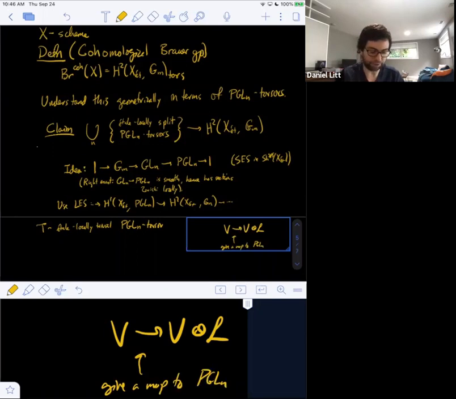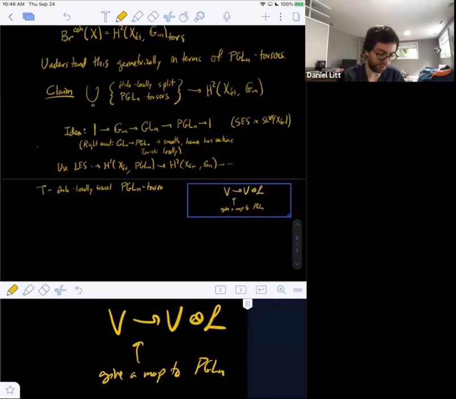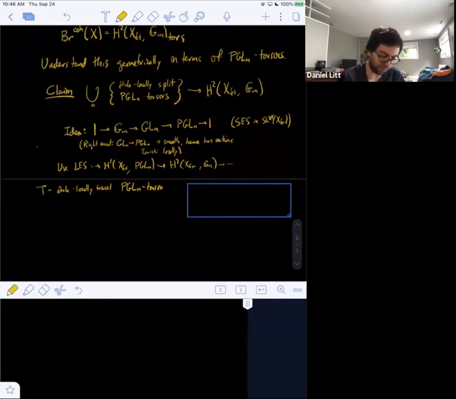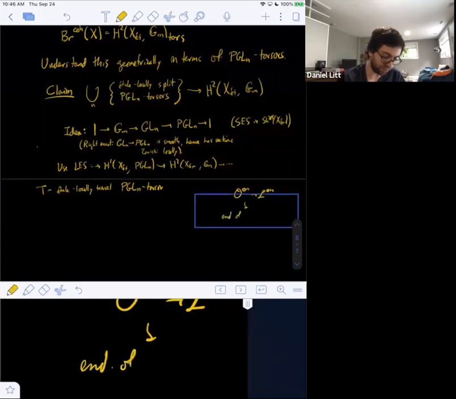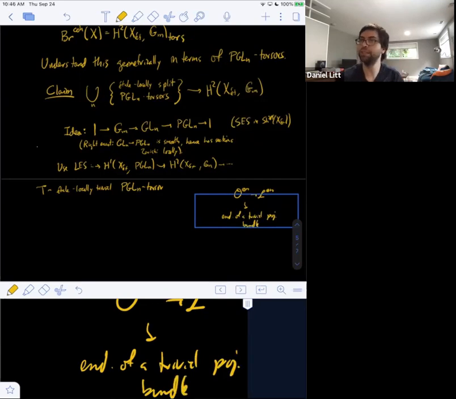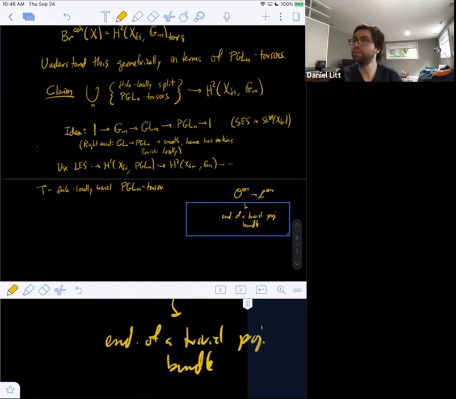So maybe let me give the simplest example. Suppose I take a map from O direct sum n to L direct sum n. This gives you an endomorphism of a trivial projective bundle, which is the same as an element of PGL_N, but in general there's no reason that endomorphism should come from an endomorphism of O to the n. Does that answer your question, Arvind?